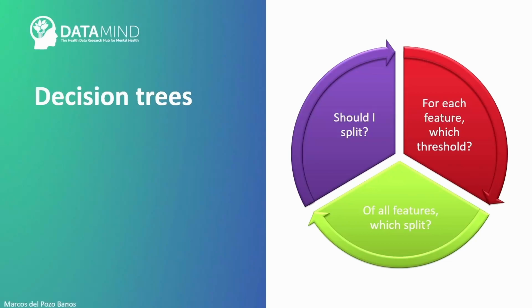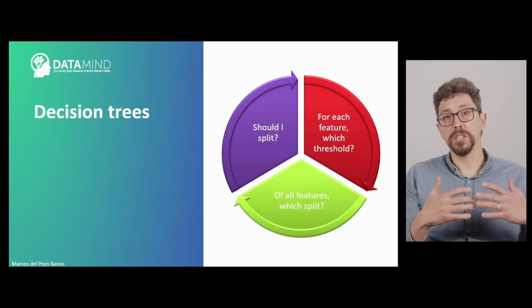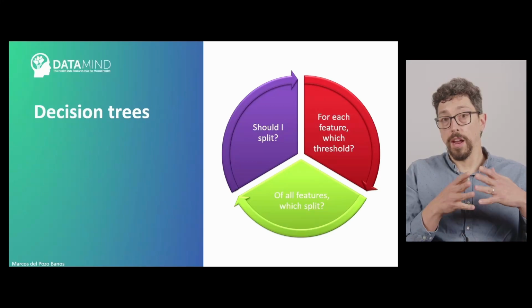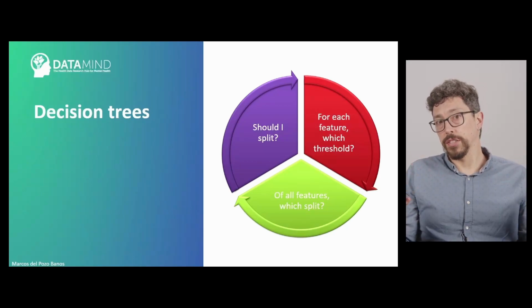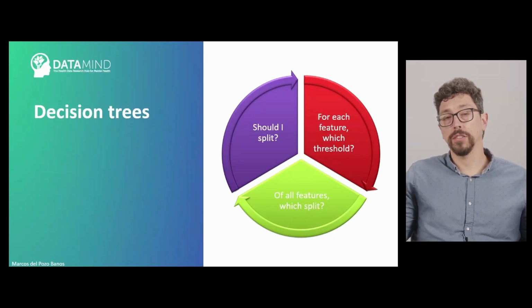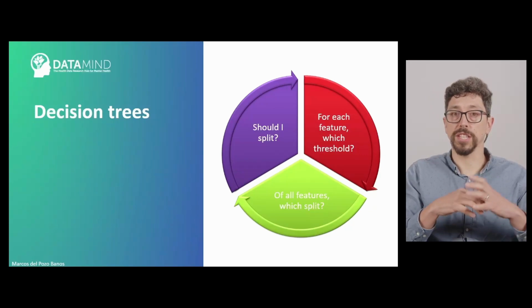This is how decision tree algorithms work. These are algorithms that iteratively split data one feature at a time. Every split produces two groups, what we call the left and the right-hand side of the split. And the process is as follows.